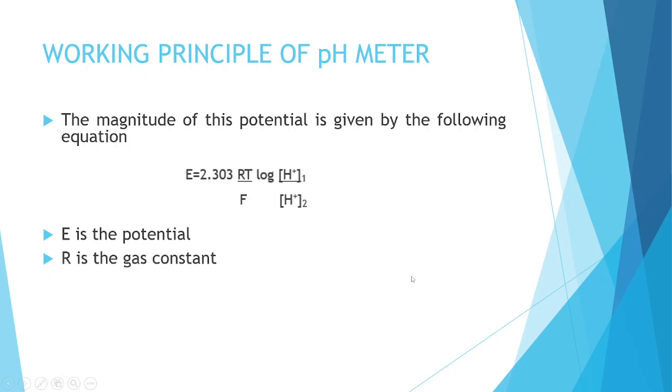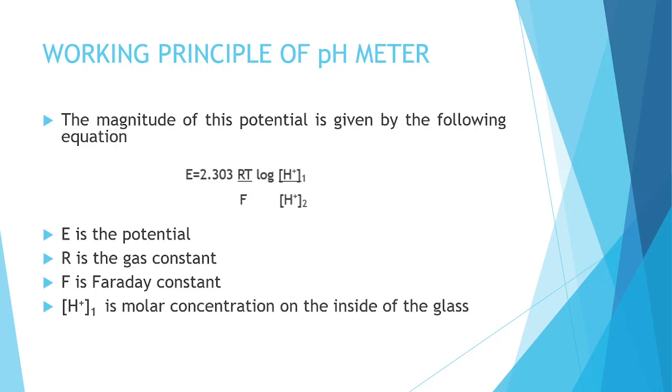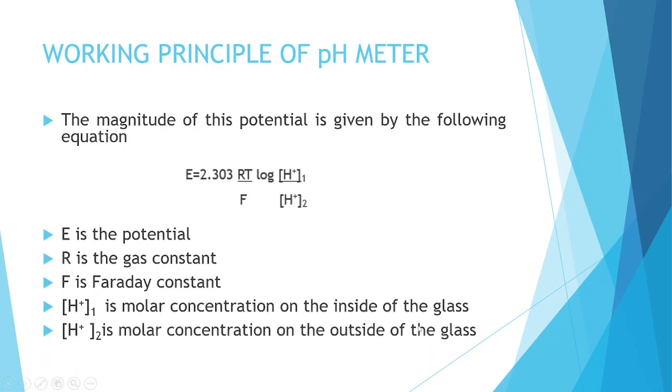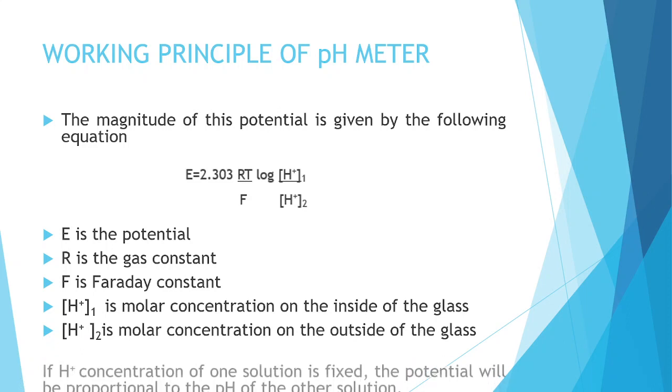R is the gas constant. F is Faraday constant. H1 is molar concentration on the inside of the glass. H2 is the molar concentration on the outside of the glass.